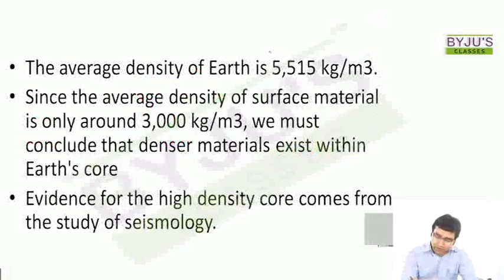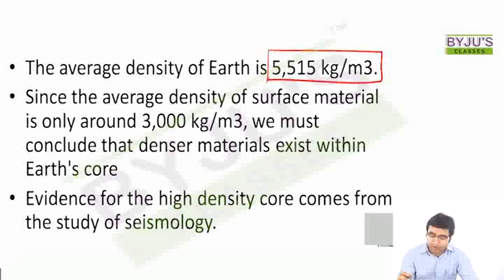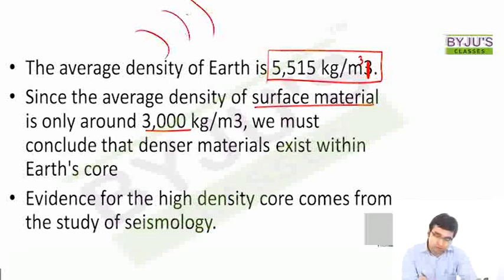The average density of Earth is 5515 kilograms per meter cube. It's kilogram per meter cube. So that value you should remember, 5515. Now this average density of Earth itself is very high in comparison to the surface material, 3000. So understand, on surface you have some 3000, average is some 5515.